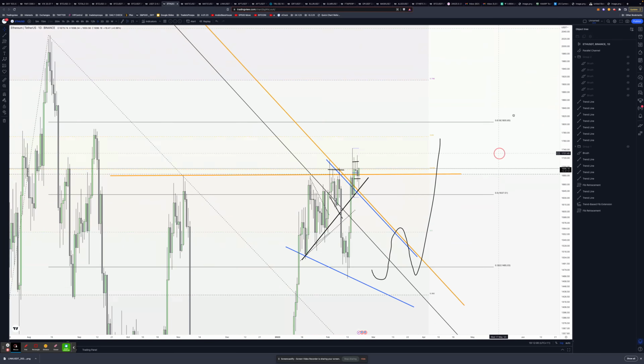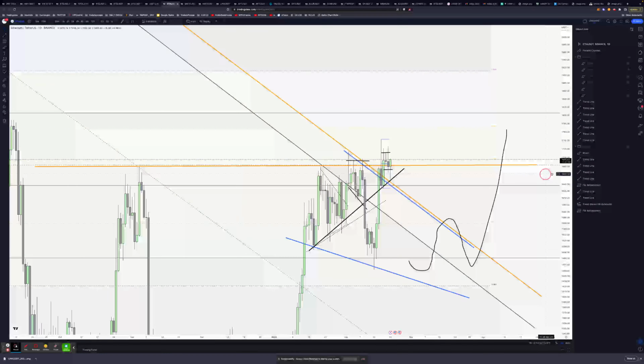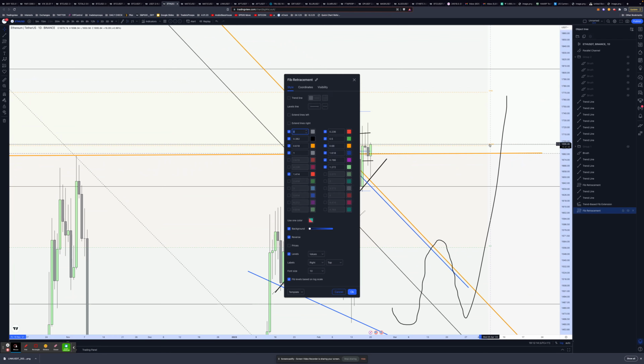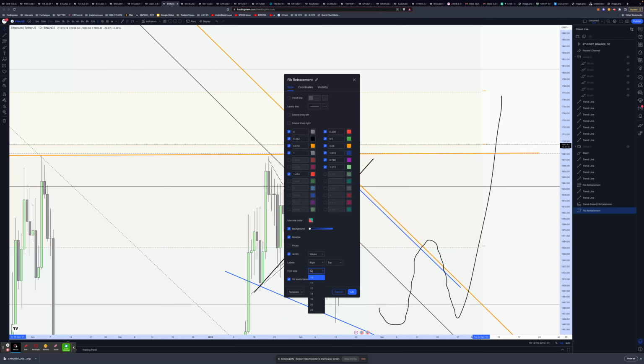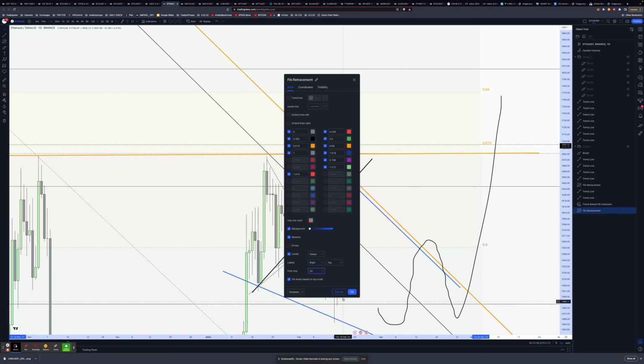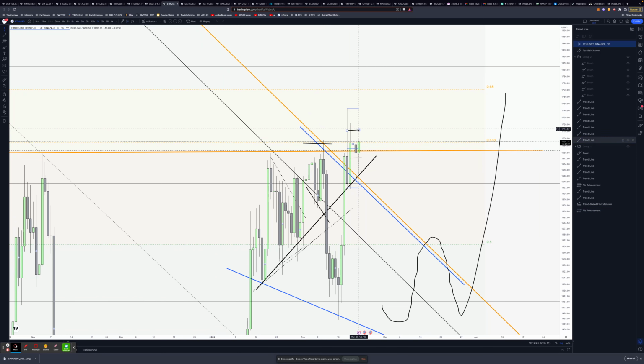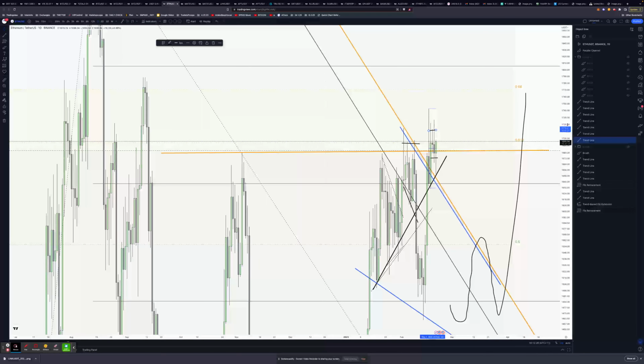So let's look closer. Keep doing it from a distance for you guys. So you've got the 618. Let's just make these characters bigger. So the 618, even though we've got wicks above it, we haven't closed above it. We want to close above this 618. It's nasty in that way.